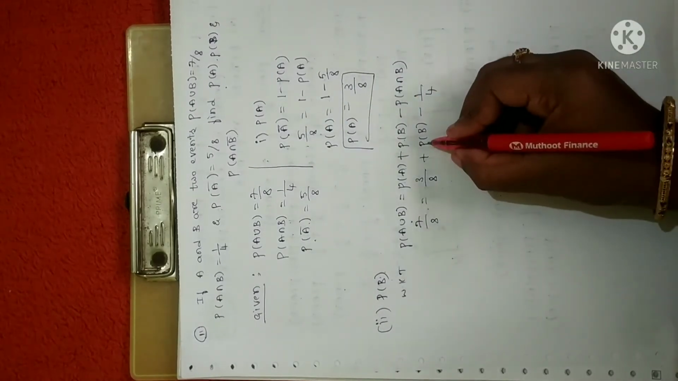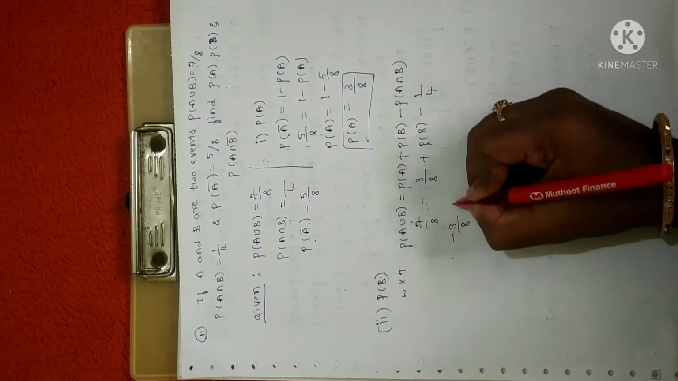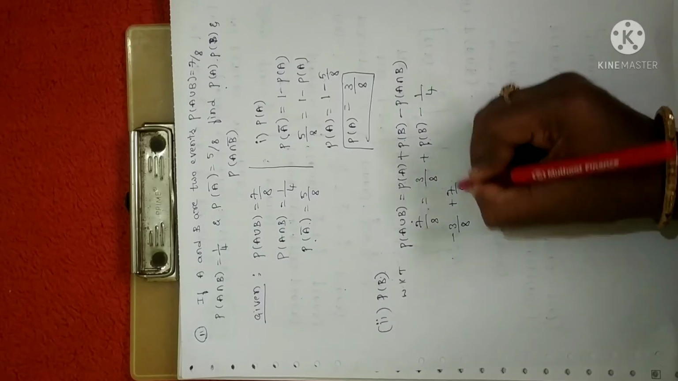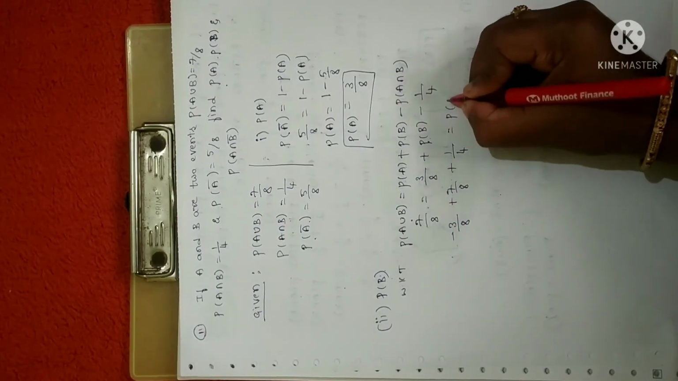Now let me shift the terms. So probability of B I'll keep here, remaining terms I'll shift. So you will get minus 3 by 8 plus 7 by 8. Now minus 1 by 4 will become plus 1 by 4, which will be equal to probability of B.